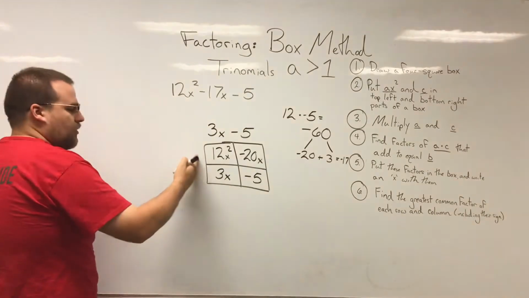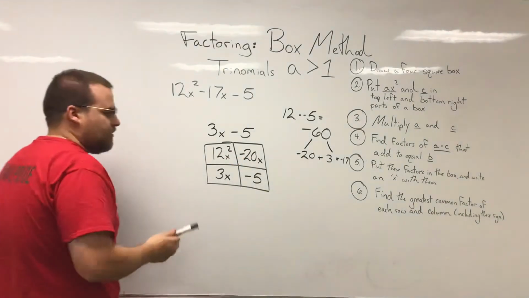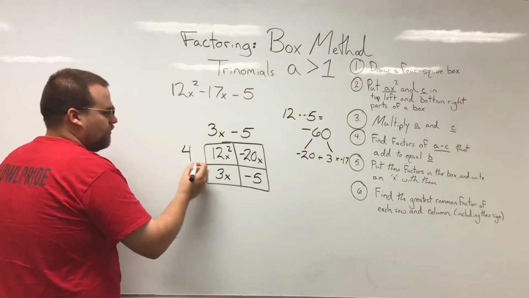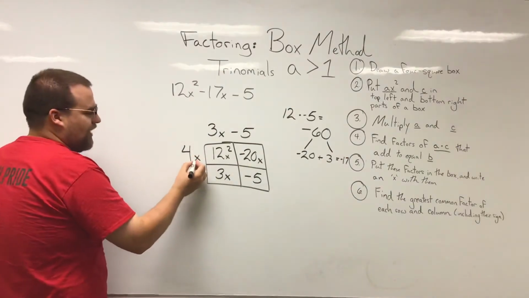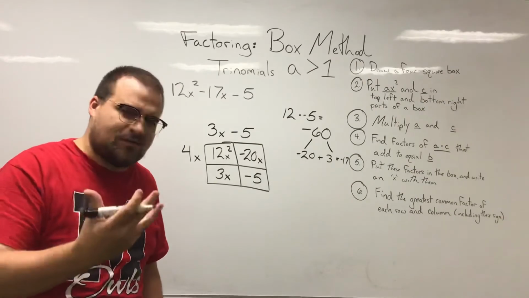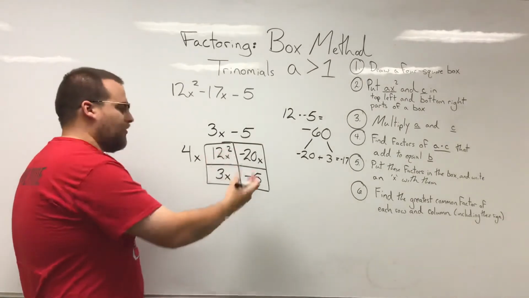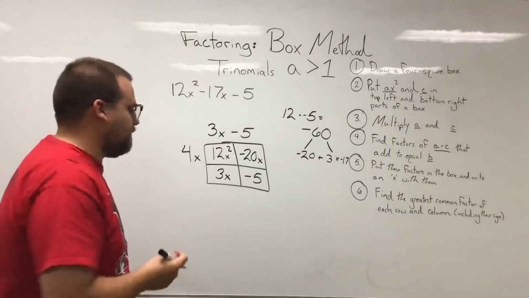Let's go ahead and look at our rows here. 12x squared and negative 20x. Well, 12 and 20 have a common factor of 4. They each have at least one x, so there's a common factor of x. Is there a negative in common? Do we need to take out a negative sign? No, we don't, because they're not both negative. For us to take out that negative sign, they both need to be negative.